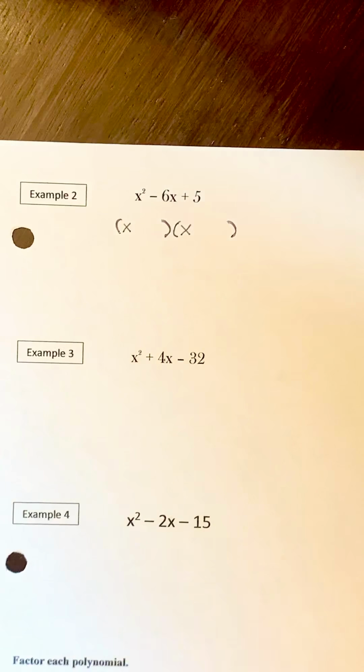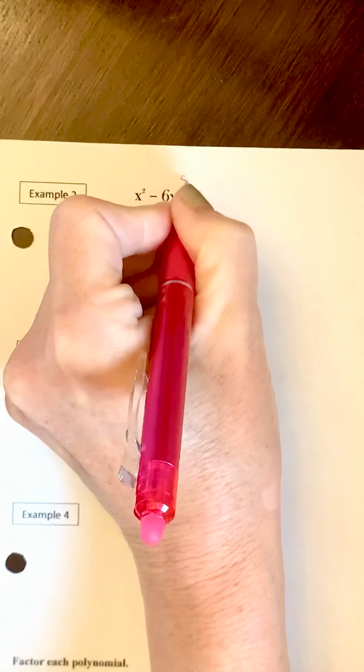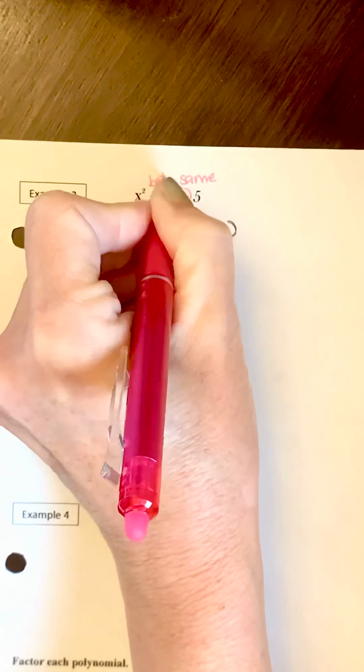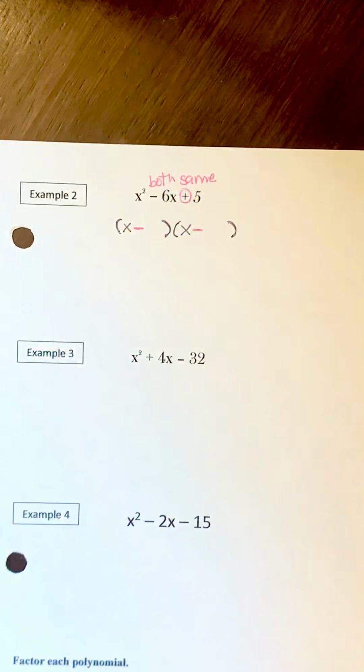Okay, step 2 is to determine the sign. So we look here. This is a plus, so that tells me the signs are going to be the same, and they are both going to be minus. So I put a minus and a minus.